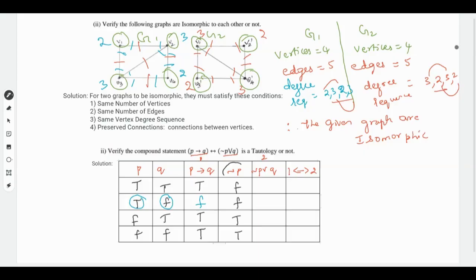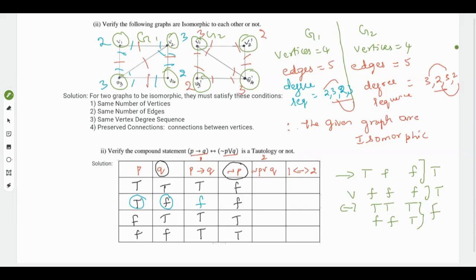Now we have to find for negation P or Q. What is the condition for or? For implication it is T F, it is F, otherwise it is true. For or it is F and F, it is F, otherwise it is T. Then for double implication it is T and T it is T, F and F also it is T. Otherwise it is false.